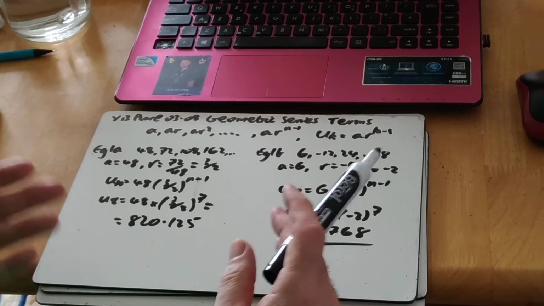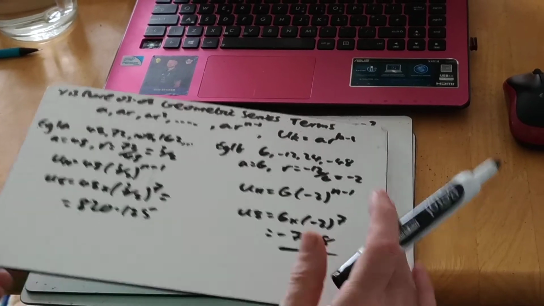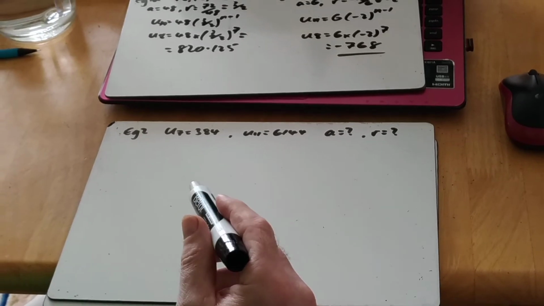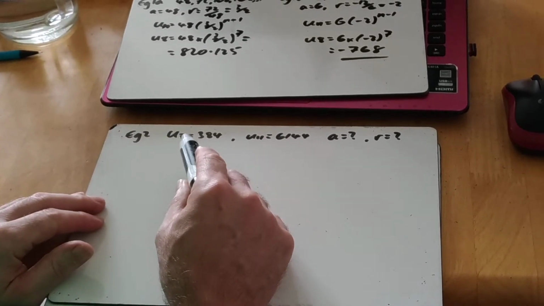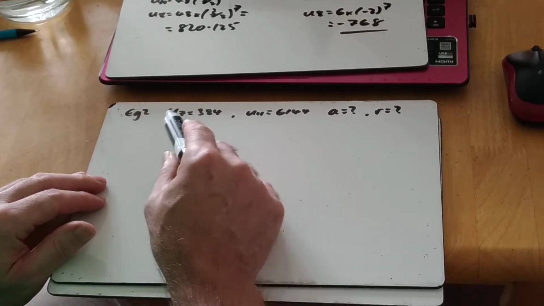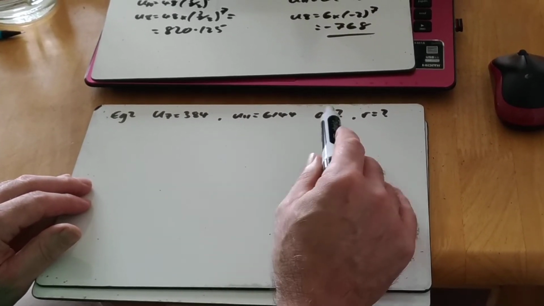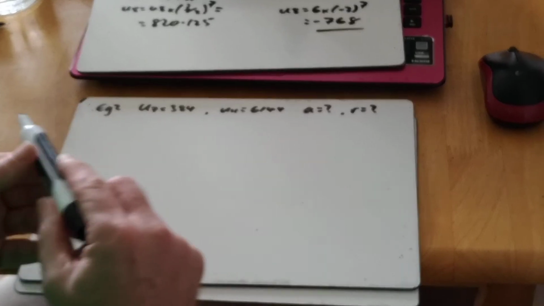Okay, if we're after a particular one, then we're using this general version here. If I'm going to do the 10th term, that'll be AR to the 9 and so on like that. So let's have a look at how your typical question might look. We're given particular values. We're told the 7th term is 384, the 11th term is 6144, and we're asked to find A and R. Just like the arithmetic, it's simultaneous equations.